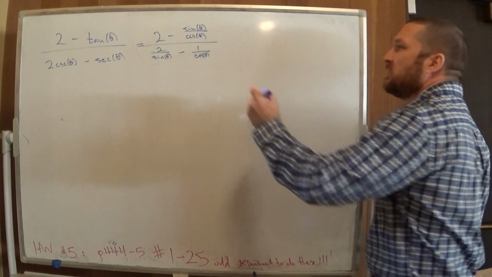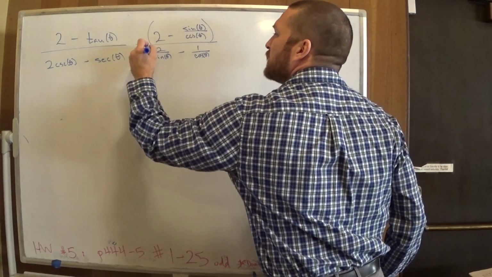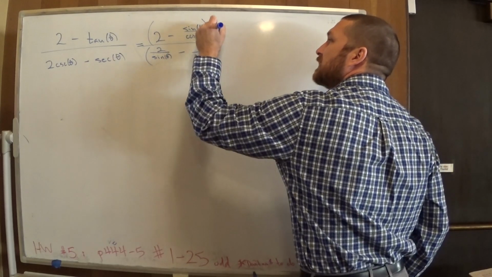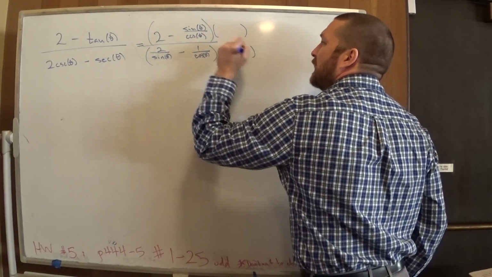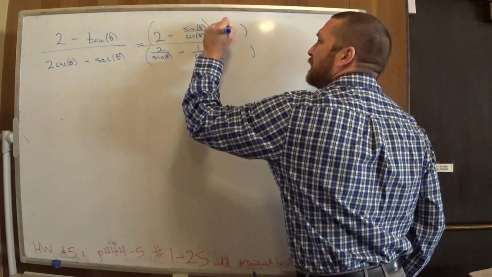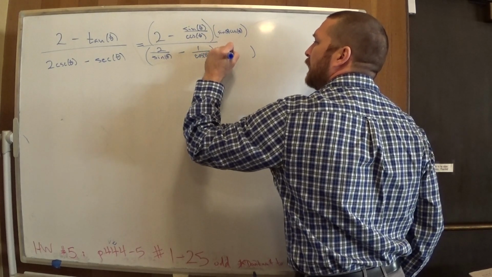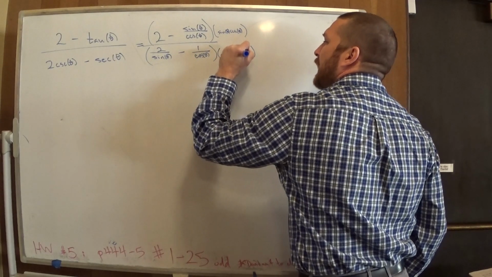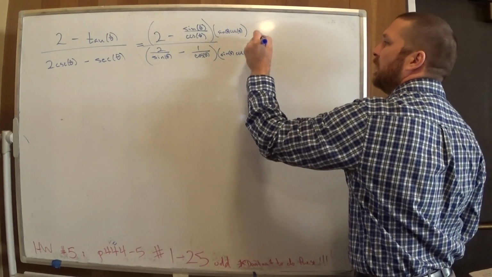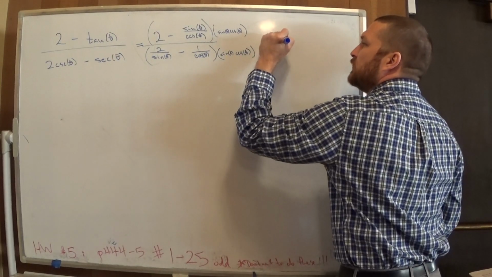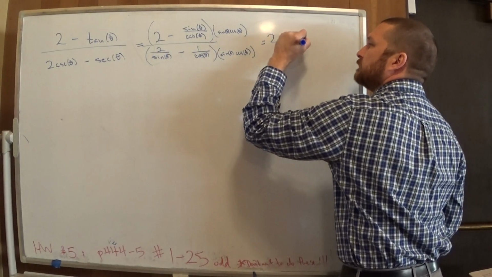What do I multiply the top and the bottom by that's going to kill every single one of those fractions? Sine times cosine. So I'm going to multiply sine times cosine, both on the top and on the bottom. Now let me distribute that in, and both of those jump over and hit the 2, giving me 2 sine cosine.